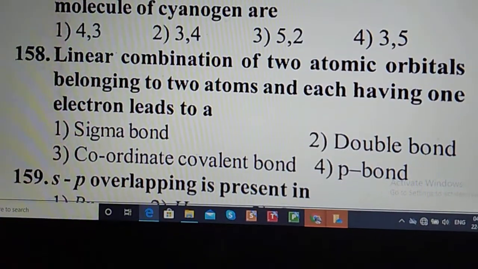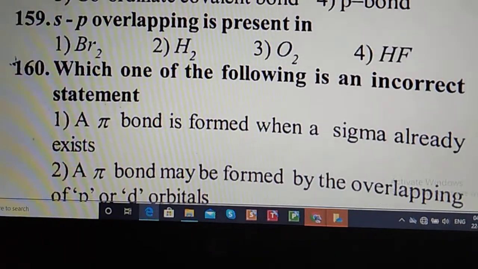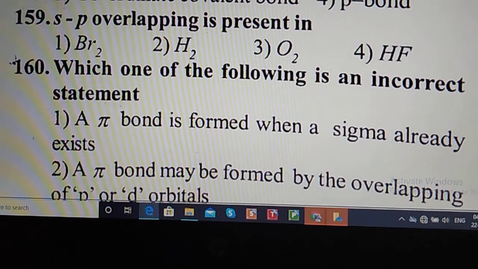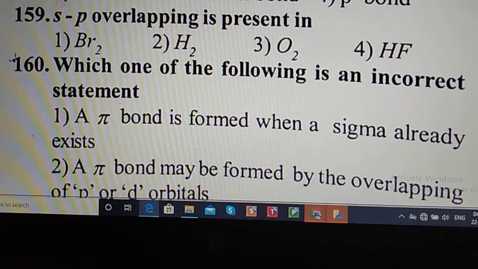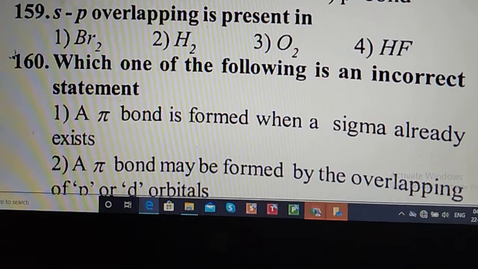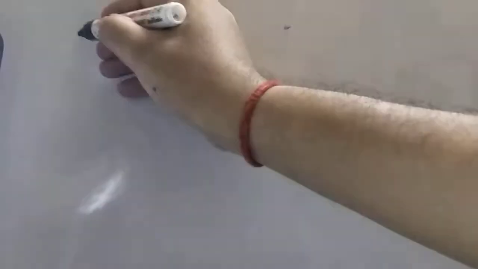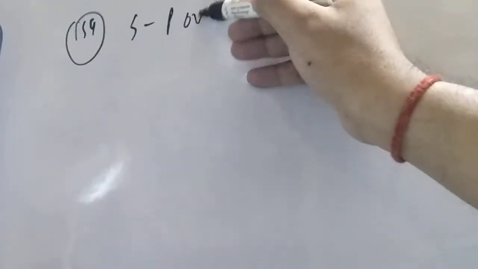Okay, now let us move to question number 159, student, and check what this question is. The sp overlapping is present in the molecule. They have given 4 options: Br2, H2, O2 and HF. So 159, student, let us see on the board what the question is saying. They are talking about 159, which one has the sp overlapping.